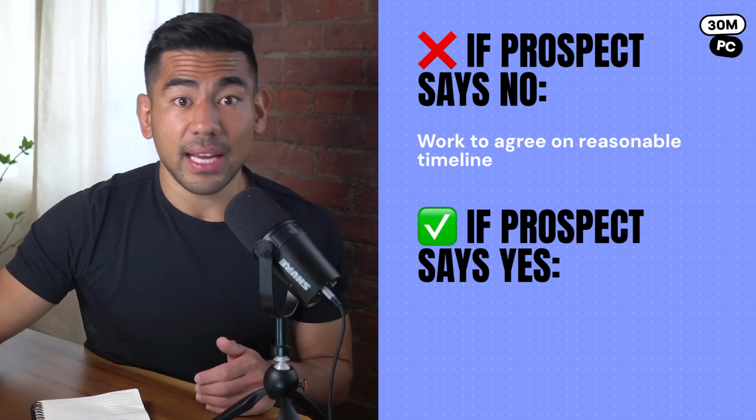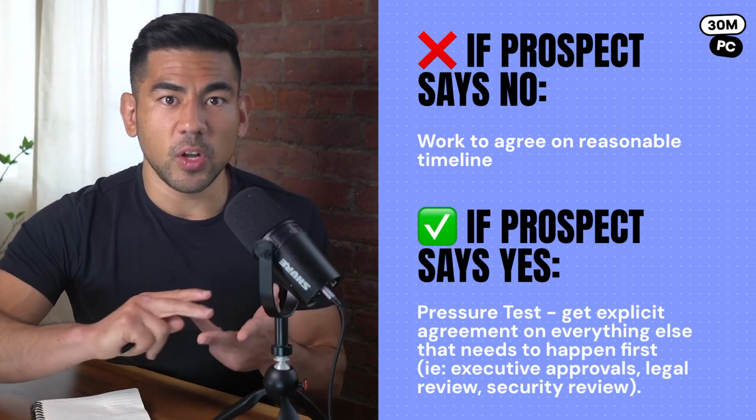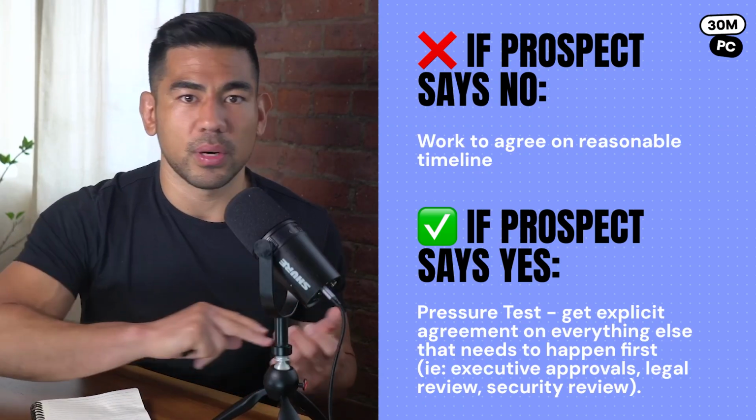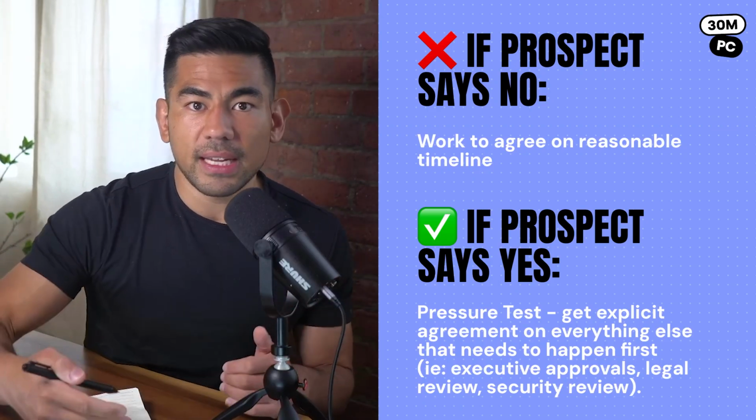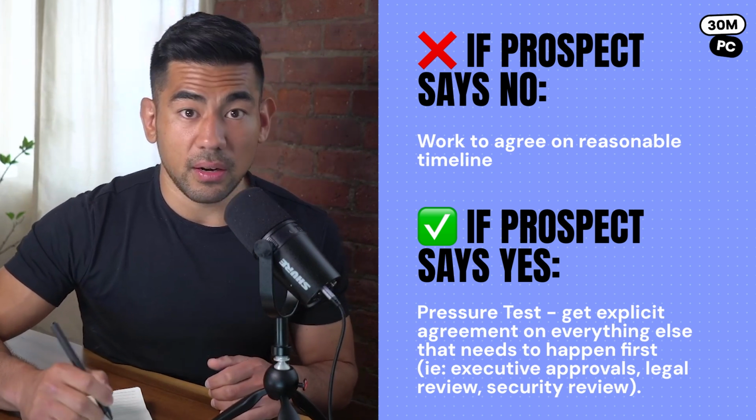But if they say, yeah, I can get this done by the end of the month, you might pressure test it and be like, okay, what does legal look like? What does security look like? What does IT look like? What does all these other things look like? And if they can get it done by the end of the month, the last thing you're going to do before you move forward is you're going to say like, awesome.